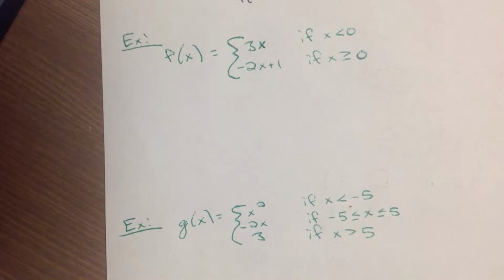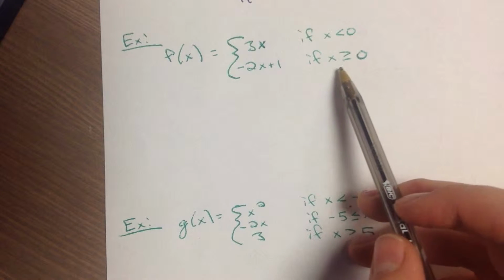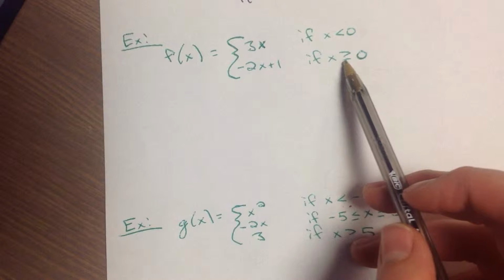Let's say I wanted to evaluate functions, but was given something like this. These are called piecewise functions. Basically, they're pieces of different functions to create one function. So piecewise. And this right here tells us where we want to define each of our functions.